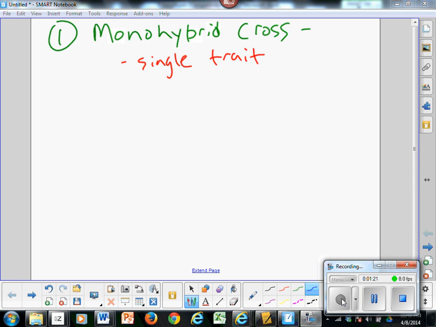So for instance, this would be like saying we have tall and short people. One trait, height. Plant height, human height, dog height, tall and short. So if we have, let's say, a homozygous tall person, big T, and a short person, little t, we would want to know what their offspring might look like.